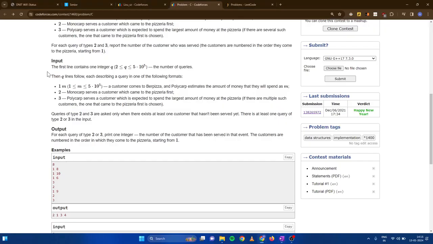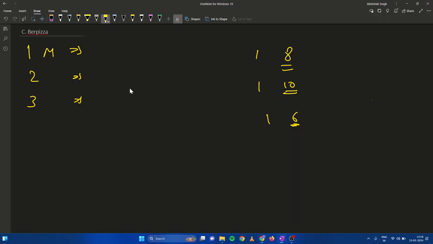Type 2 means that Monocarp serves the customer who came first. Suppose given 1 8, 1 10, 1 6: a customer came who is going to spend 8, the second customer came who is going to spend 10, the third customer came who is going to spend 6. Now suppose you got 2. It means Monocarp is going to serve the customer who came first. Who came first? Customer number 1. So he's going to serve this customer, and after serving, he will go. We will not serve this customer again.